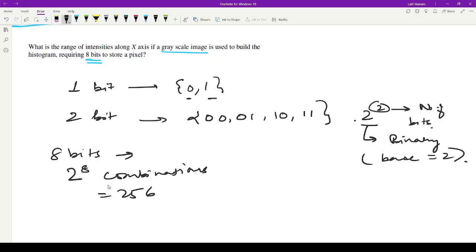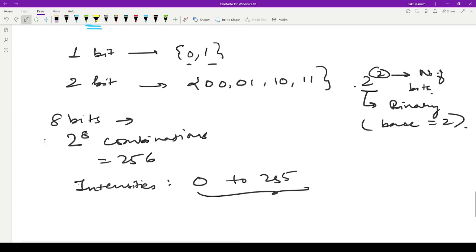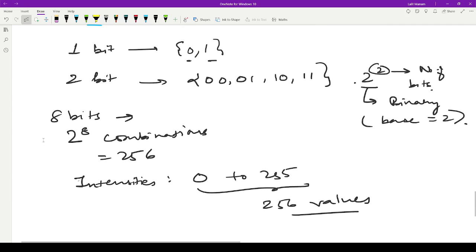Okay, so we know that binary starts from 0, so intensities will range from 0 to 255. So these in total are 256 values. Okay, is this question clear?